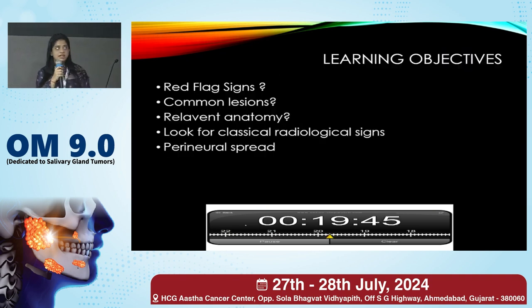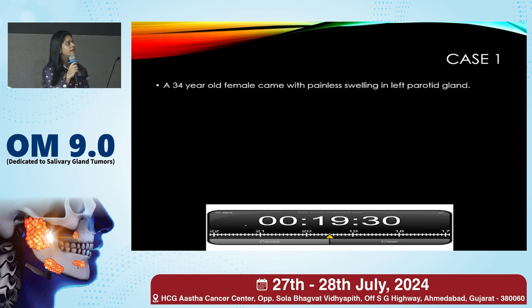Okay, so the learning objectives for our presentation would be: what are the red flag signs, what are the common lesions, relevant anatomy, looking for classical radiological signs, and most important, perineural spread of the lesion. Okay, so we'll go to case 1.